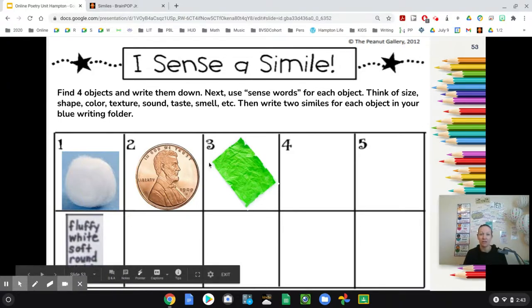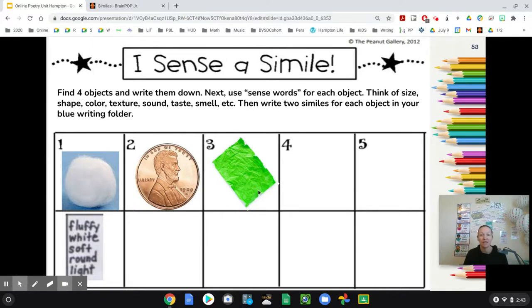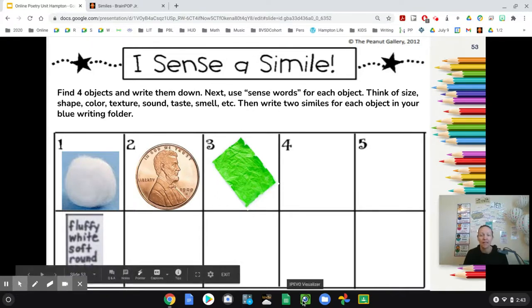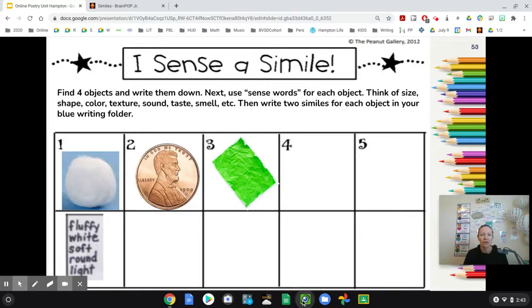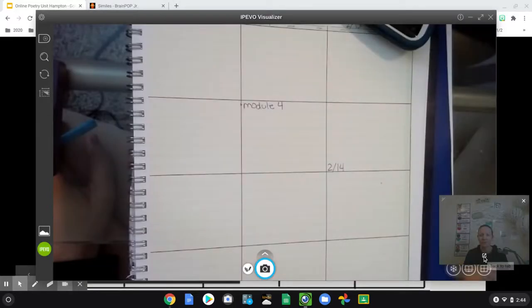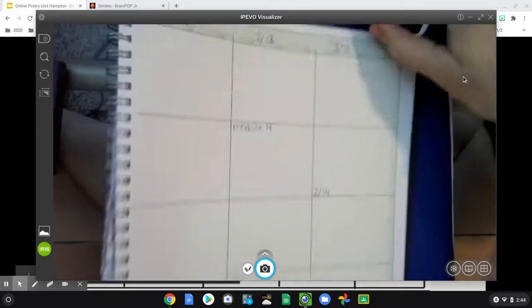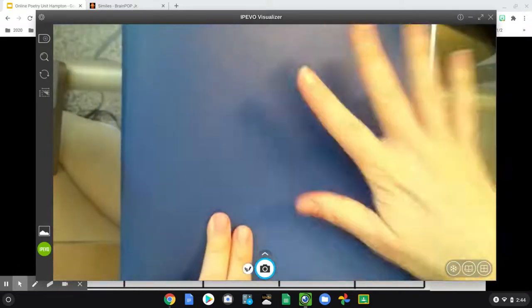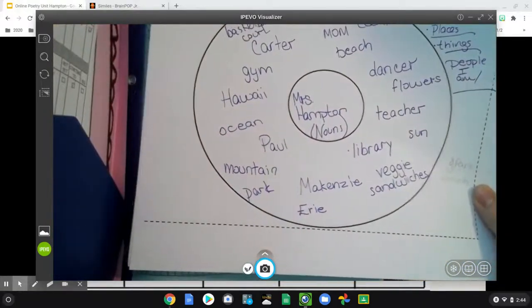We're going to find 4 objects together today. You are free to use this penny and do this with me. You're also free to use this green sheet of paper. So what our job is, Mavs, is we are going to brainstorm some of these things. So remember, you're going to want your blue writing folder. Thinking Map should probably be in it.